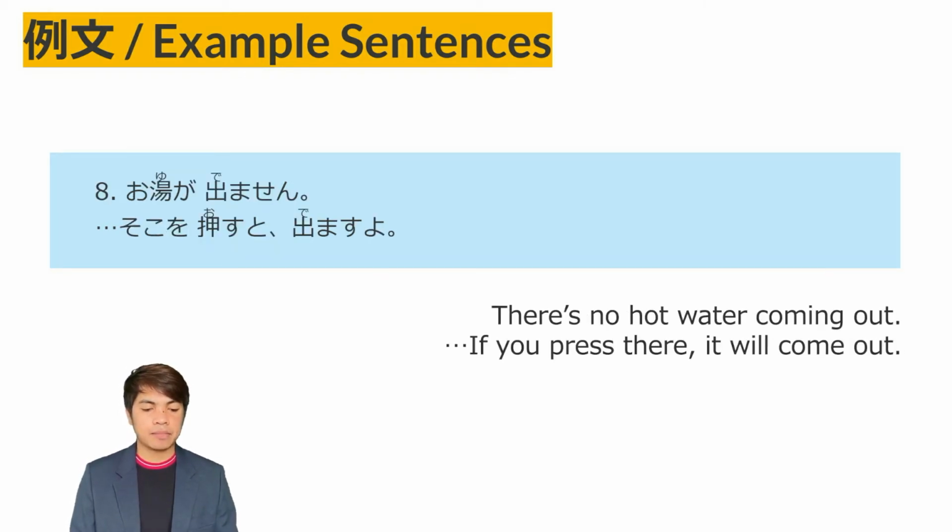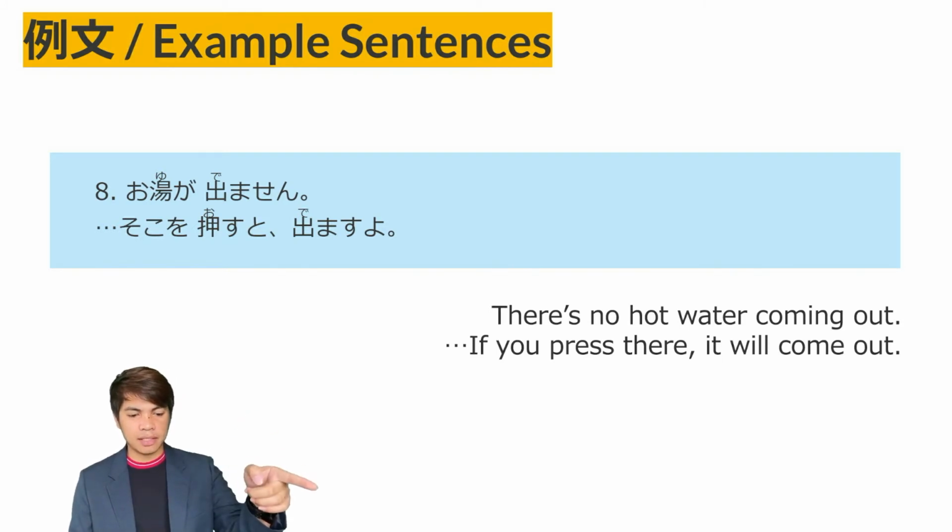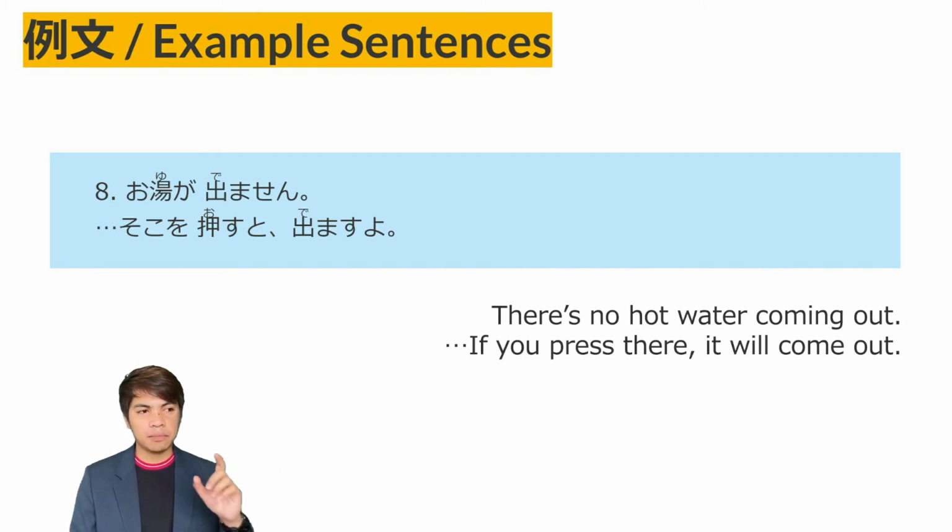Number 8. Oyu ga demasen. Oyu ga demasen means oyu is hot water, then demasen, doesn't come out. Then he answered, soku o osu to demasu yo. So soku o oshimasu. To press there. Then osu to, if you press there, demasu yo, it will come out.